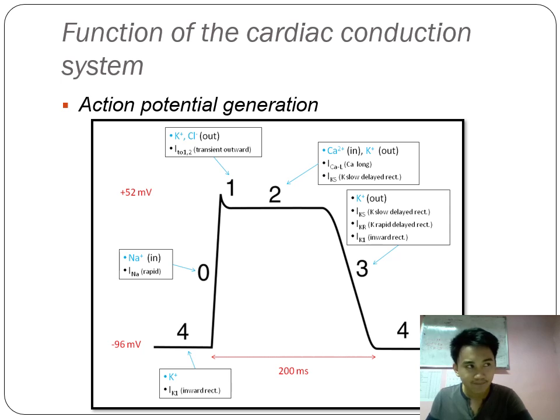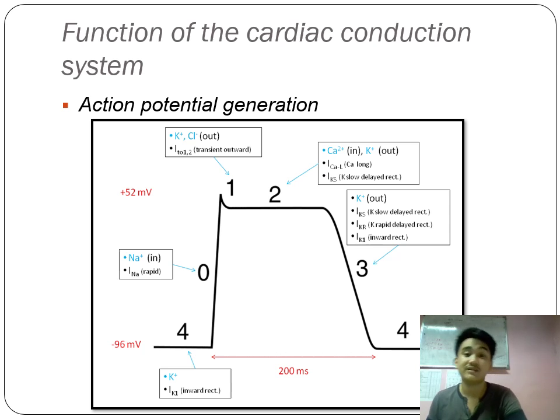And I would like also to mention that we have our threshold potential, which is around negative 40 millivolts. So before an action potential is generated, we have to overcome that threshold potential. And for ventricular cells, it's usually around negative 40 to negative 60 millivolts.